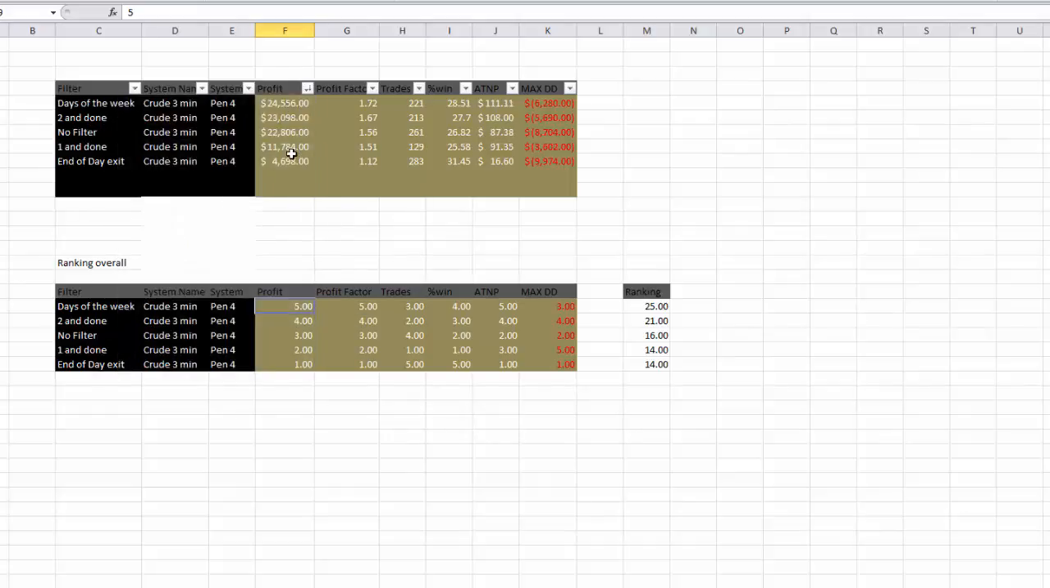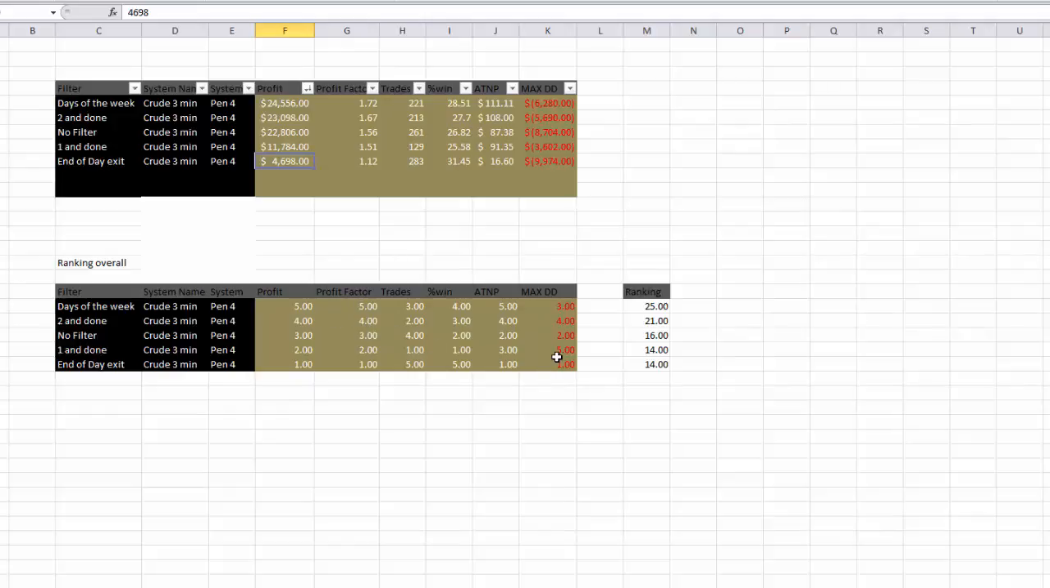So you can see here that if we go through each one of these, if we rank from best to worst as far as profit, clearly days of the week sits up there at 24,556. So days of the week would get a 5 there. And then the worst performing profitable system was the end of day exit, getting a 1. So that's how I'd rank them, and that's how we've divvied them up in this table.